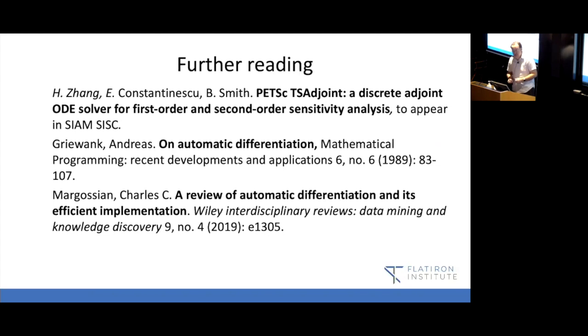The original work that really caused automatic differentiation to explode is by Andreas Griewank, who sadly passed away a couple of weeks ago. It's really interesting to read that. There was work before that, but he kind of reopened it up to the world. And then I suggested a review article that I found that's fairly recent on this. I can take any questions. Are there any questions?